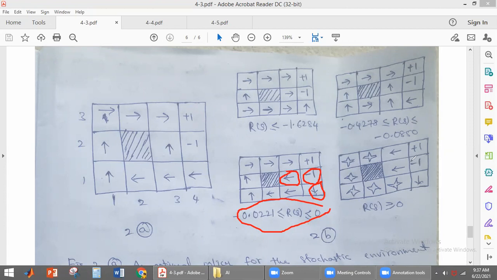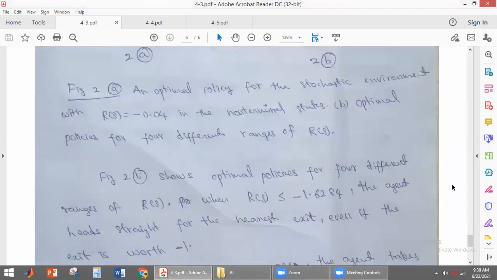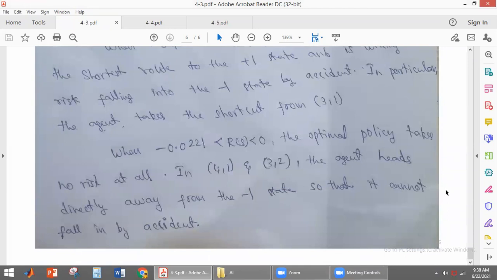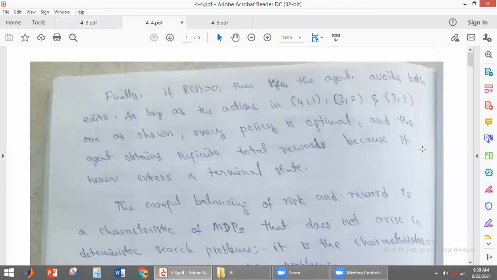Okay. In the fourth case, if you just observe, the agent does not want to enter into any terminal state. So that is why the directions, if you just observe, are away from the terminal states. Okay. So if you just observe all the states which are near the terminal states, +1 and -1, the directions here are away from the terminal state. What does that indicate? The agent does not want to enter into any terminal state. In that case, what will be the reward? The reward will be equal to infinity.